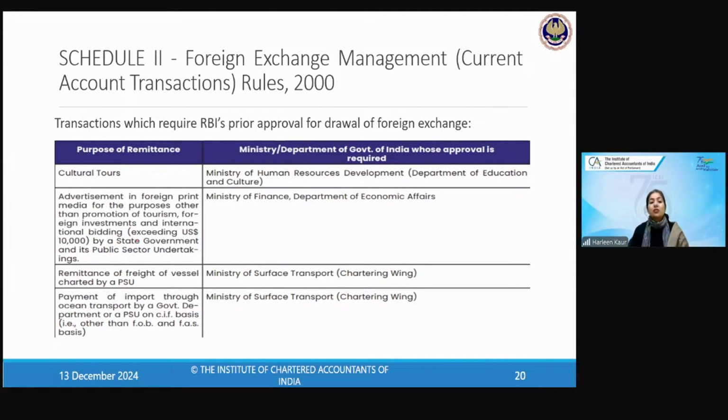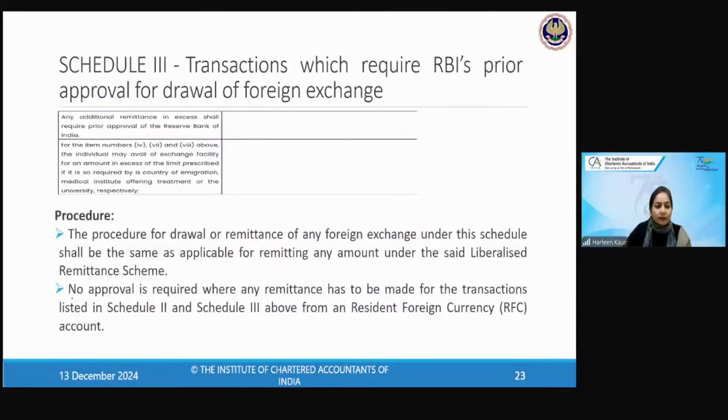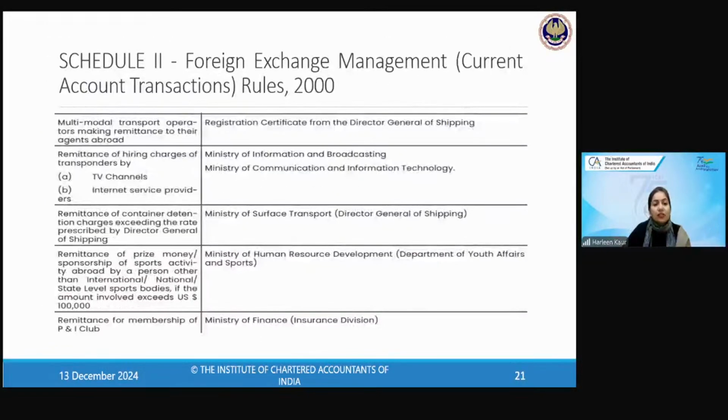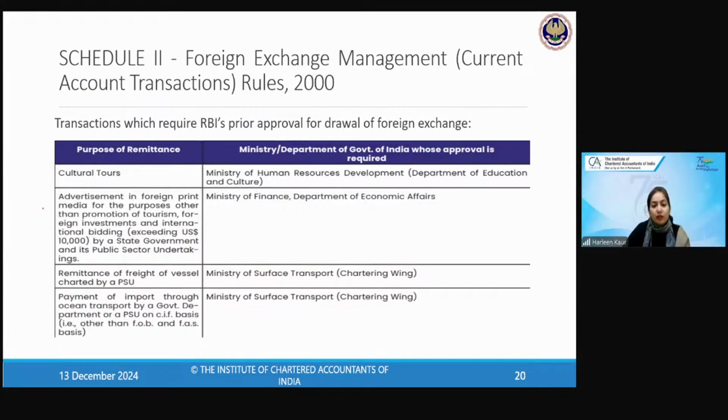All right. Now, these are the transactions where RBI's prior approval is required. For taking RBI's prior approval, there are certain things that you have to remember in this kind of transaction. That is, there are different departments which have to approve. I think Schedule 2 is for your central government's approval. These are the cases in which the government's approval is required, because different departments of the government will be giving you the approval. Which department's approval is required depends upon your purpose of remittance. So Schedule 2 tells you about the government's approval required for the transactions.